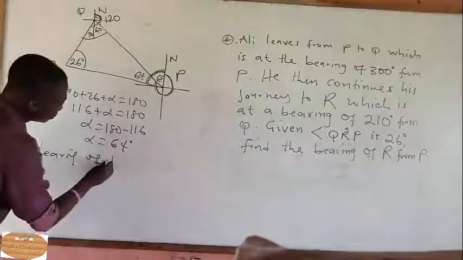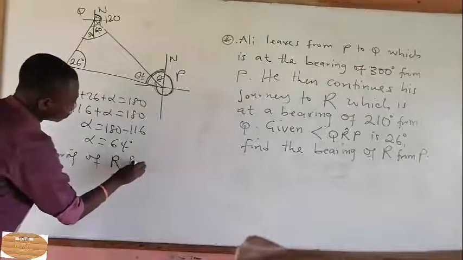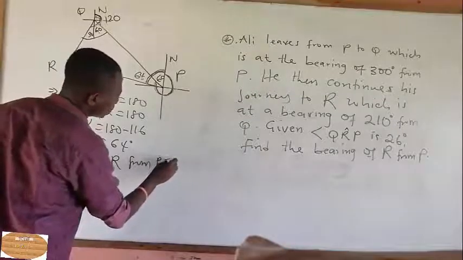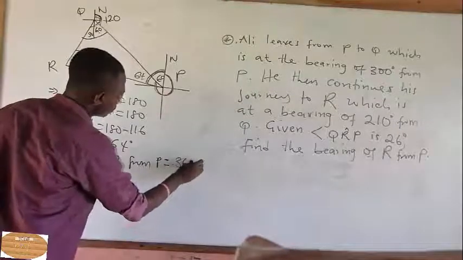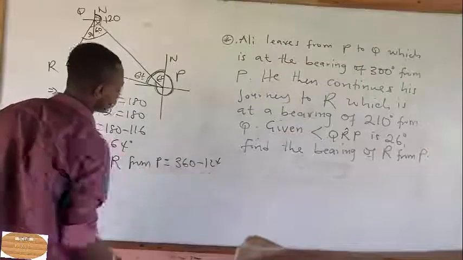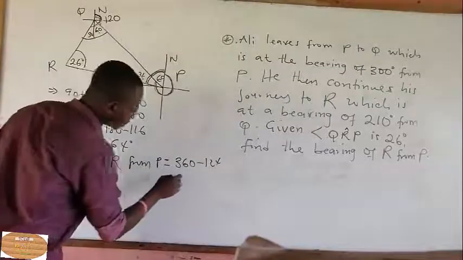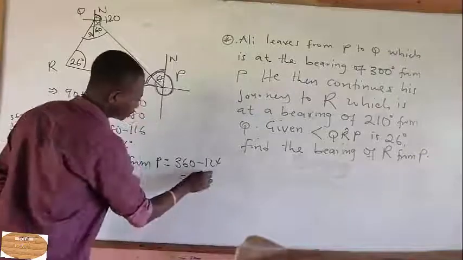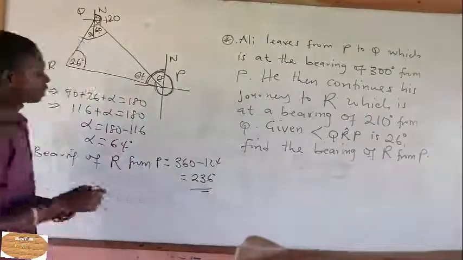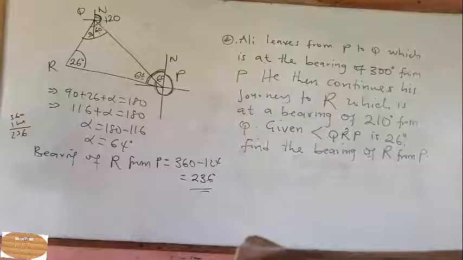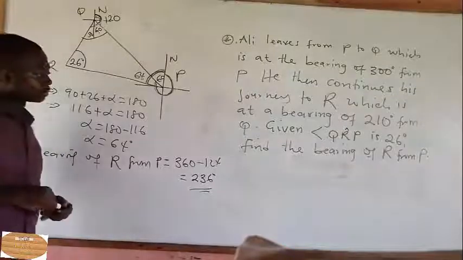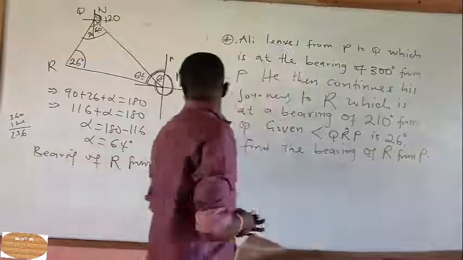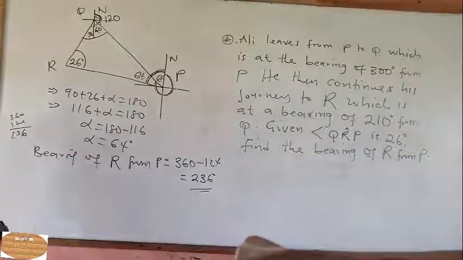The bearing of R from P is 360 minus 124, so the answer is 236. Alright, so we have the answer to this. That is the bearing of R from P. Okay, so that's the information.